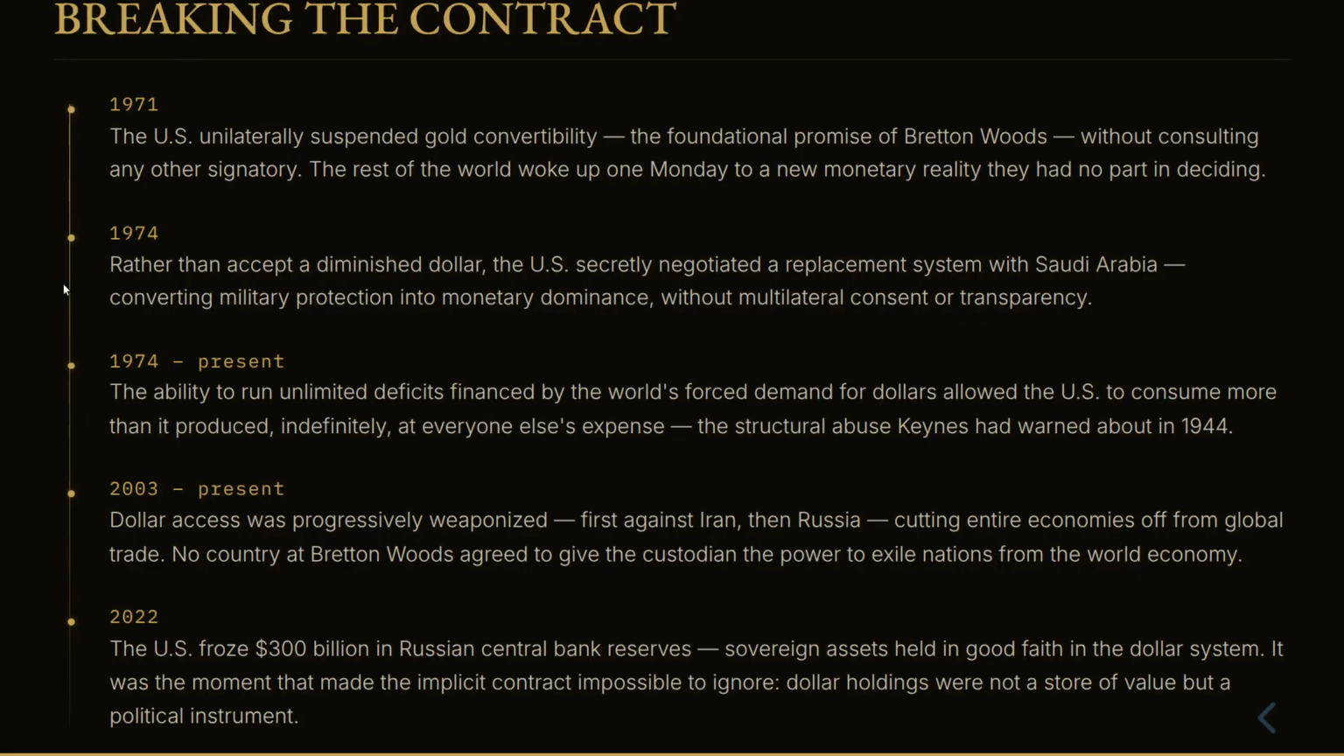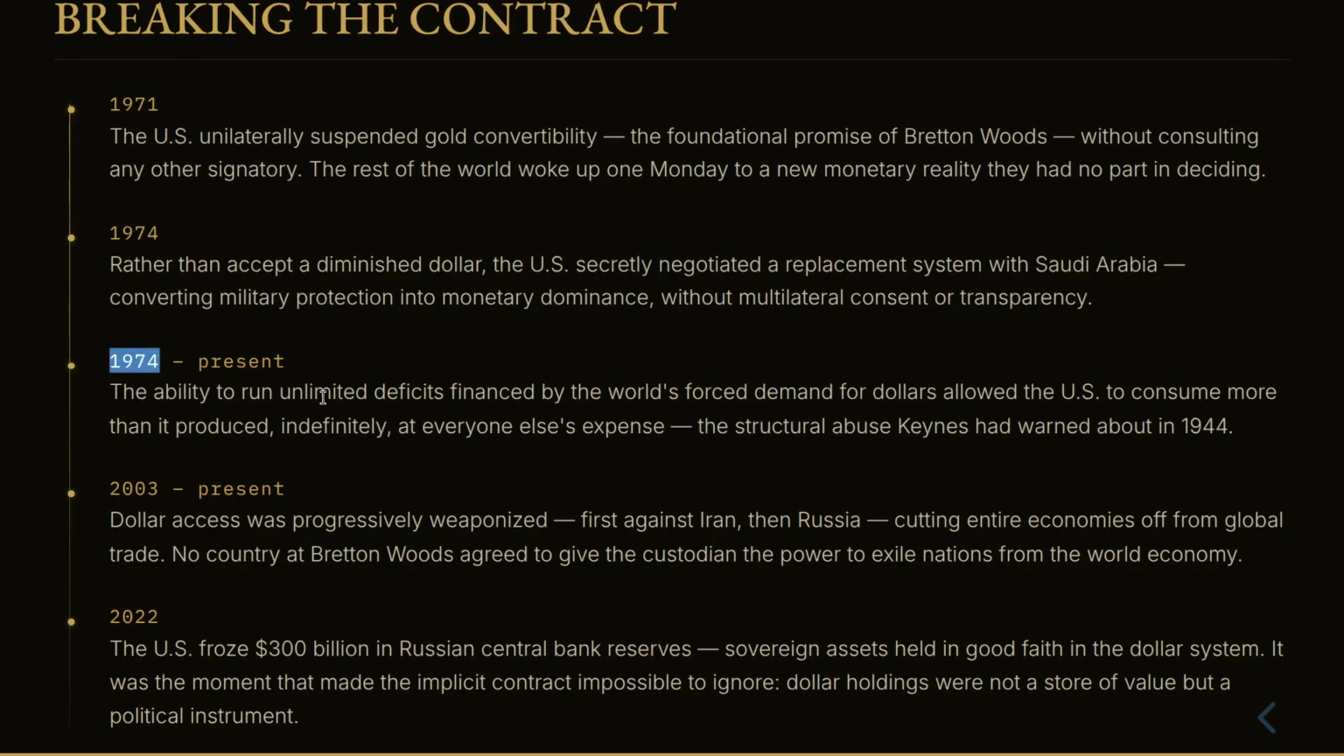1974. Rather than accept a diminished dollar, the US secretly negotiated a replacement system with Saudi Arabia, converting military protection into monetary dominance without multilateral consent or transparency. Remember, this was secret, right? The United Nations was not involved. No other country was involved. It was secret.